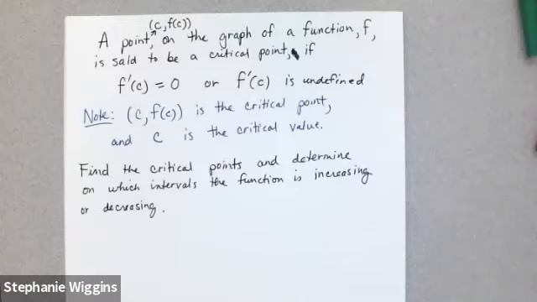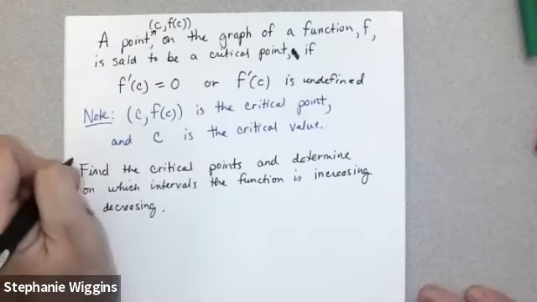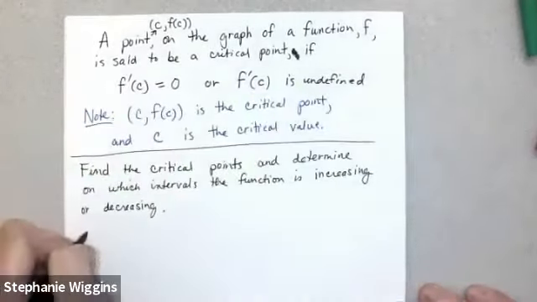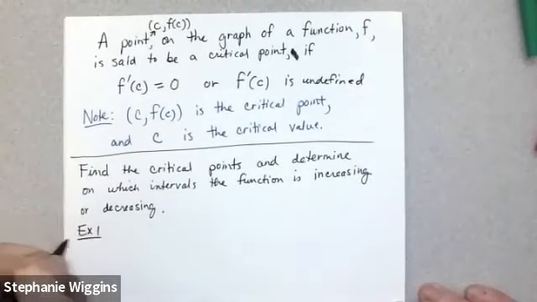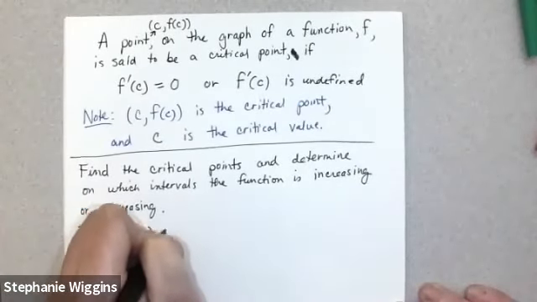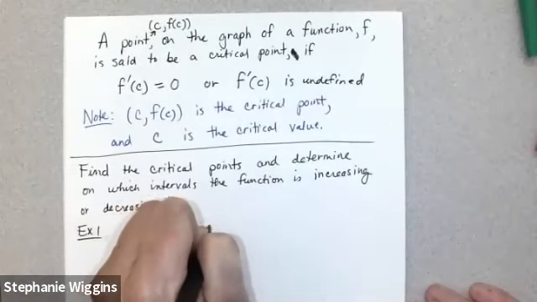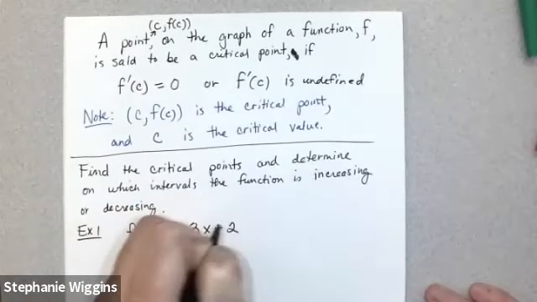And this is why this whole section is on the first derivative test, because we're taking a derivative of a function and looking at it to see where the function is increasing, where is it decreasing, where is it changing, like a critical point. And so that's really what we're doing here. So example 1, our function is negative 3x plus 2.